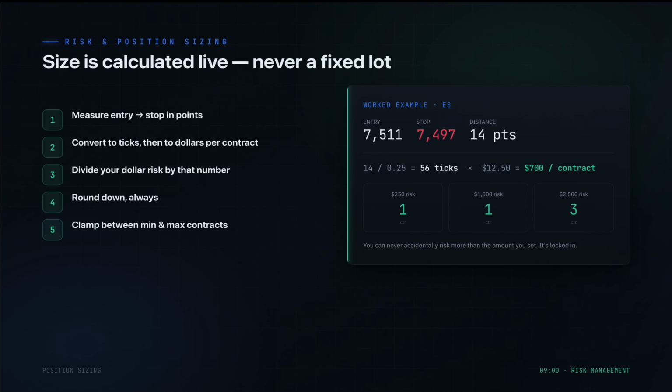The next thing the system does is figure out your position size. Not a fixed lot, it measures entry to stop in points, converts to ticks and then dollars per contract, divides the dollar risk you set by that number, rounds down and clamps between your limits. Entry at 7511 with a stop of 7497, a 14-point stop, and about $700 of risk per contract. With $2,250 of risk, you can take 3 contracts. You can never accidentally risk more than the amount you actually set, and you can program this within the indicator.